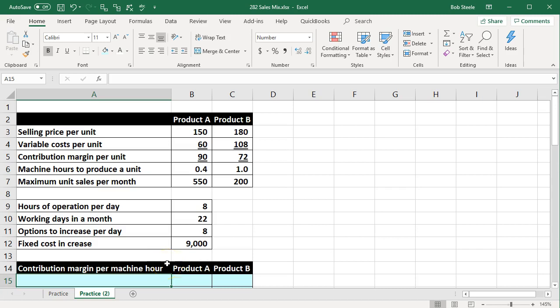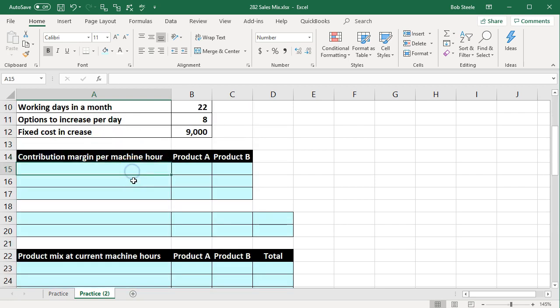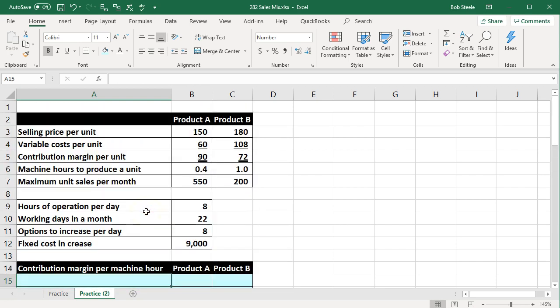In this presentation, we will work a problem related to sales mix. We're going to have our information up top. We'll enter that information into our worksheet down below. Information up top is already in Excel.